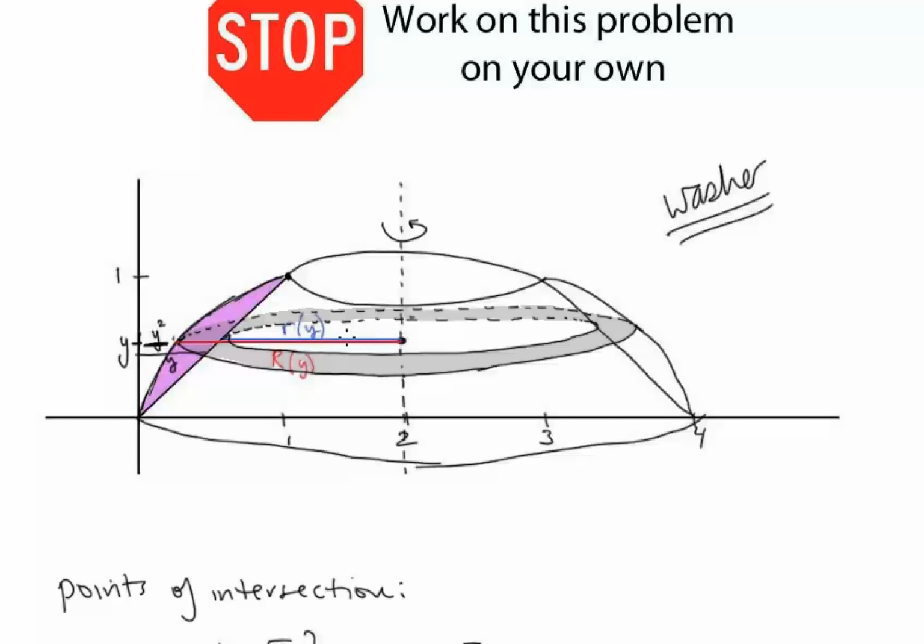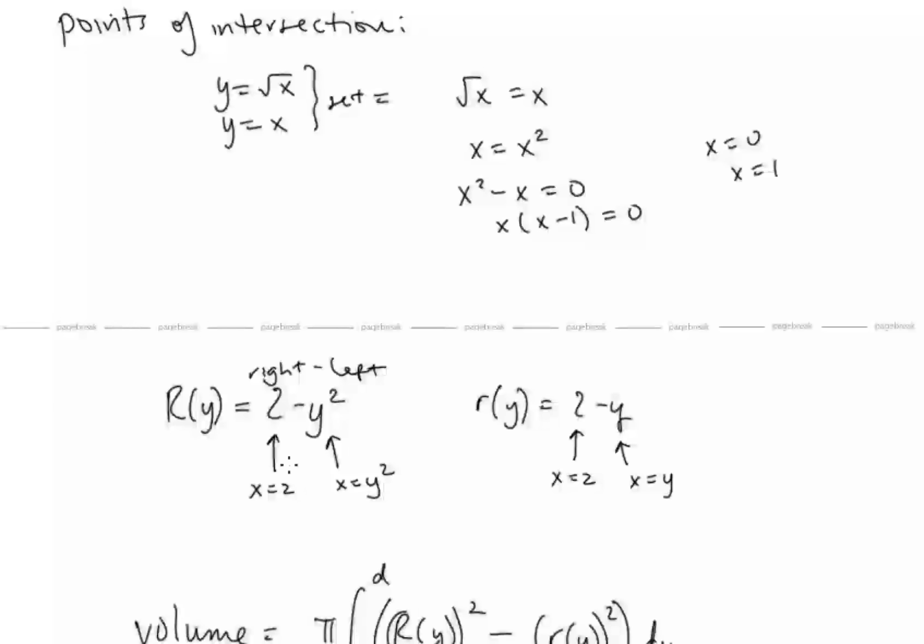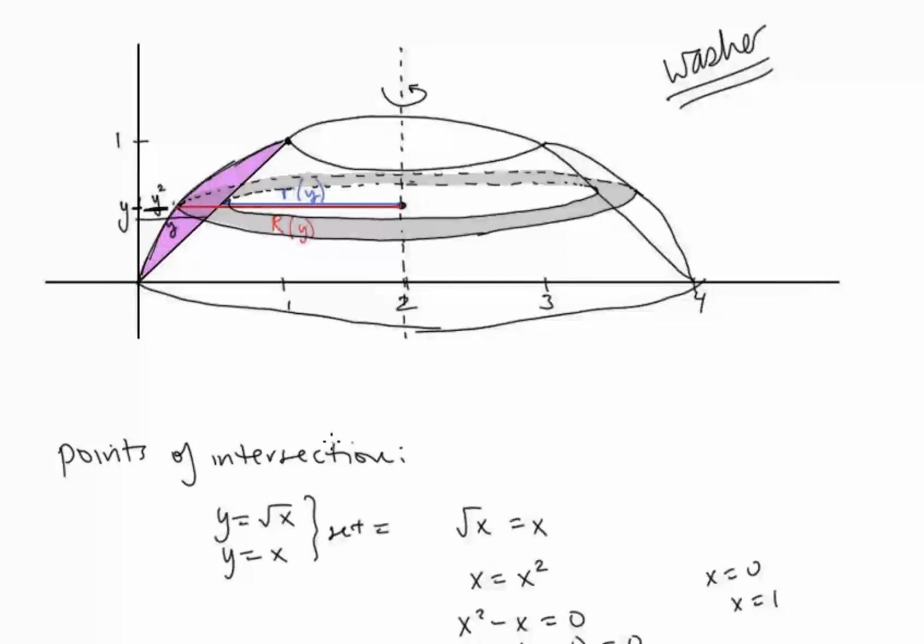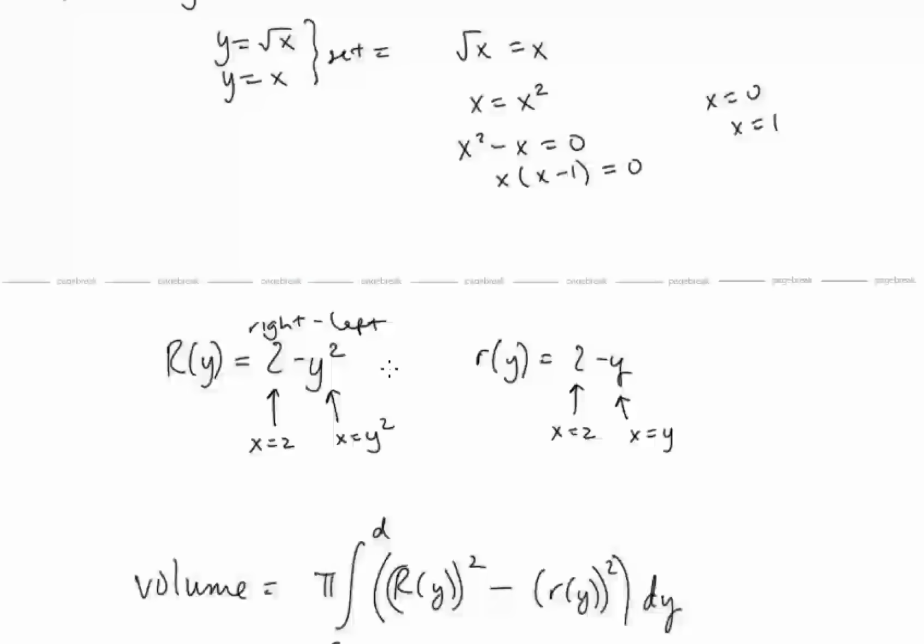So capital R of y is going to be the distance from the axis of revolution to the outer curve. So this is x equals 2, and the outer curve here is x equals y squared. So right minus left, 2 minus y squared. Little r of y is the distance from the axis of revolution to the inner curve, and so that's x equals 2 to x equals y. So that's going to be 2 minus y. Again, right minus left, 2 minus y.